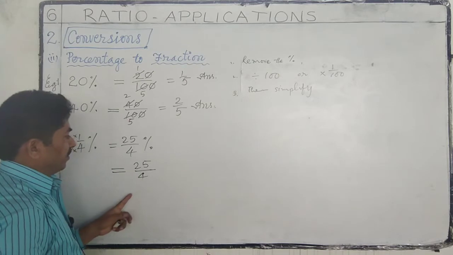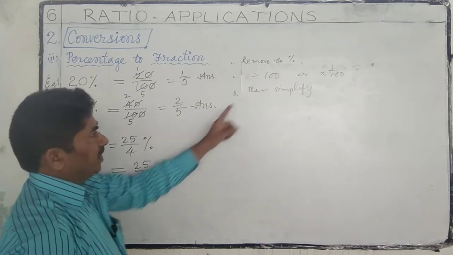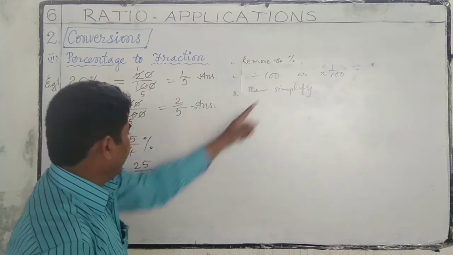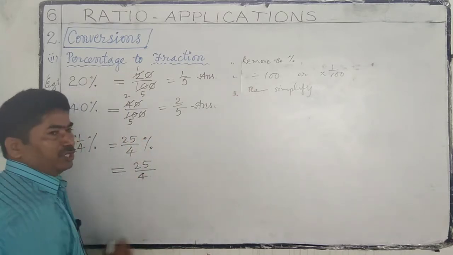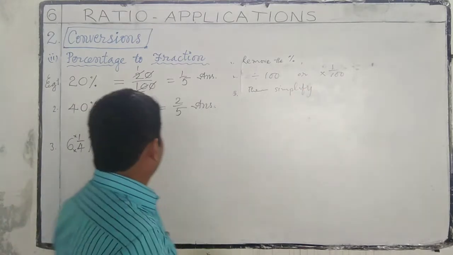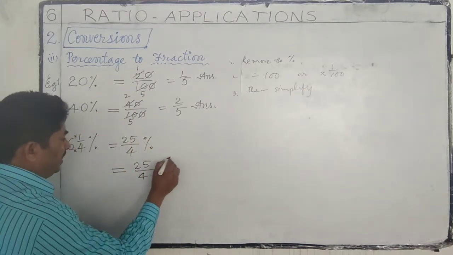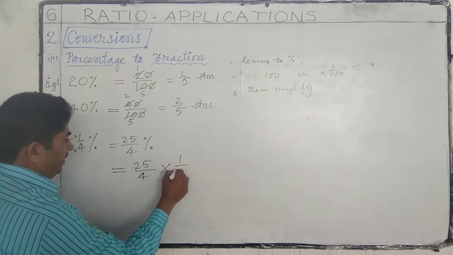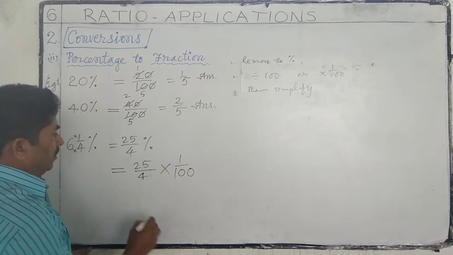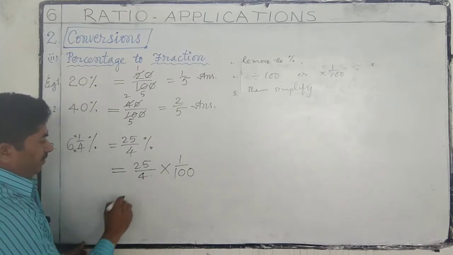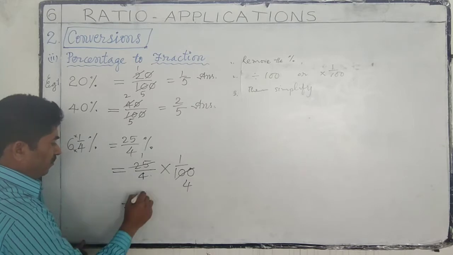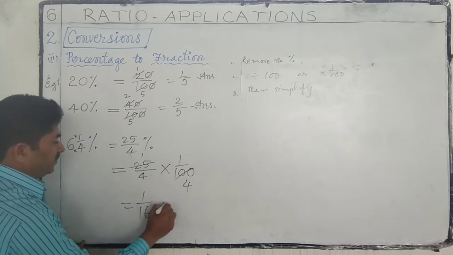That's why we can divide it by 100. If we divide by 100, we can write 100 as the denominator, or multiply with 1 by 100. So multiply 1 by 100. Now simplify. 25 1s are 25, 25 4s are 100, so 1 by 16. This is the answer.